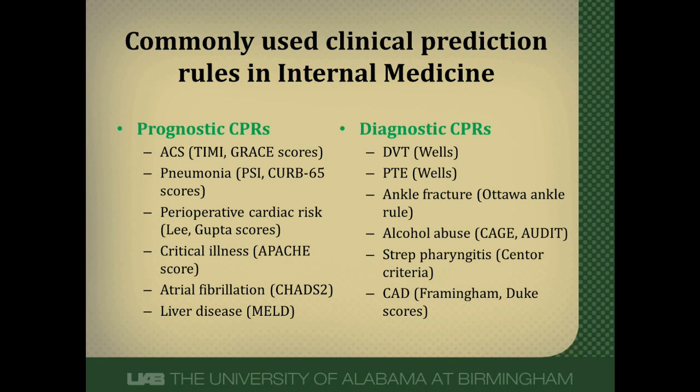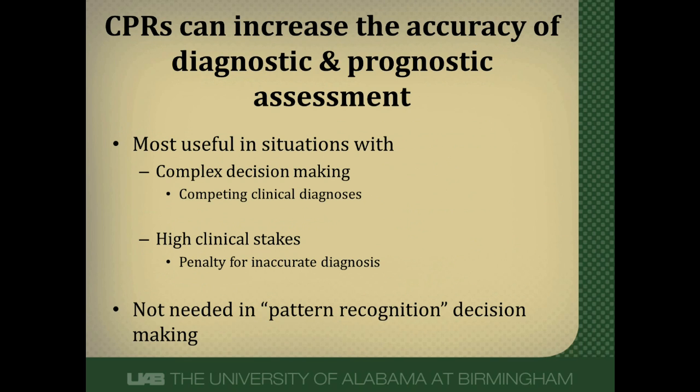There's several tools that we use pretty commonly in internal medicine. The ones on the left are prognostic clinical prediction rules that try to predict some outcome of the diseases, and on the right are diagnostic prediction rules that just give us pretest probabilities of these diseases. So I think prediction rules are most useful in two settings, and I've labeled them as complex decision making and high clinical stakes. So complex decision making is where we have multiple competing diagnoses that are somewhat difficult to sort out.